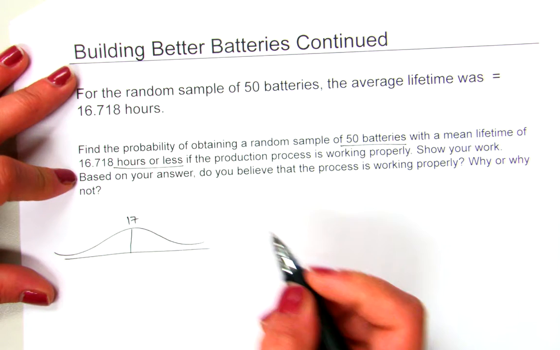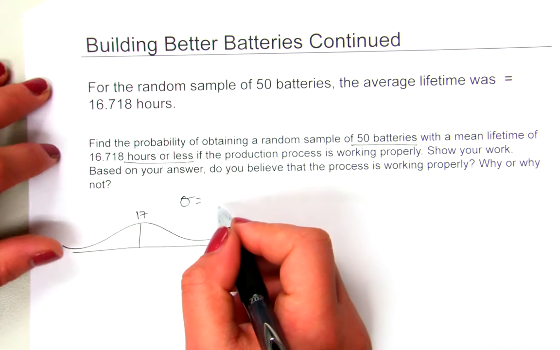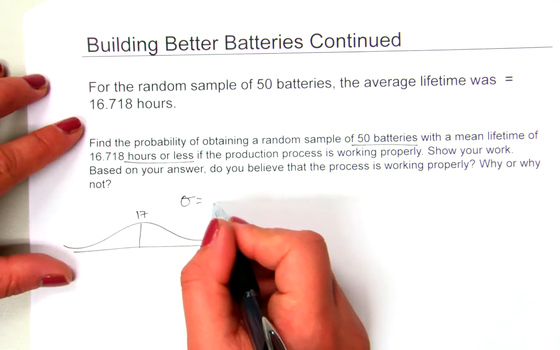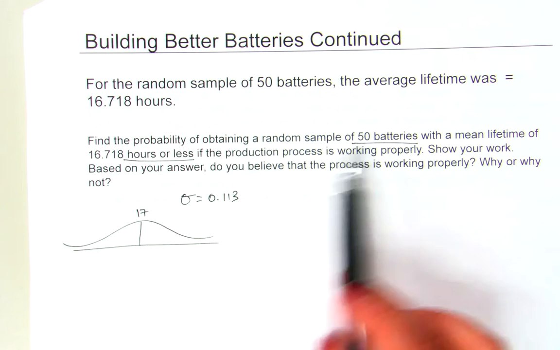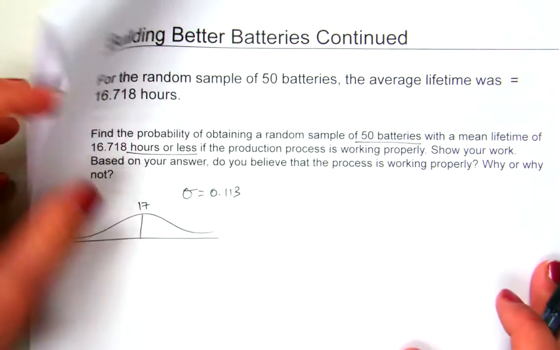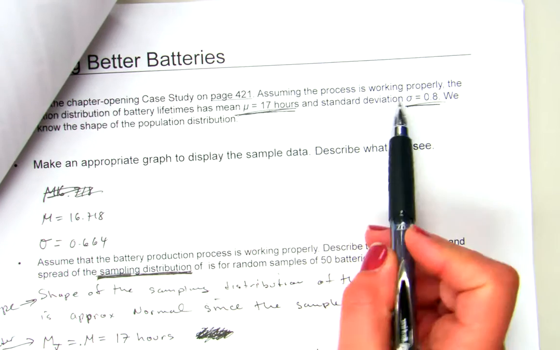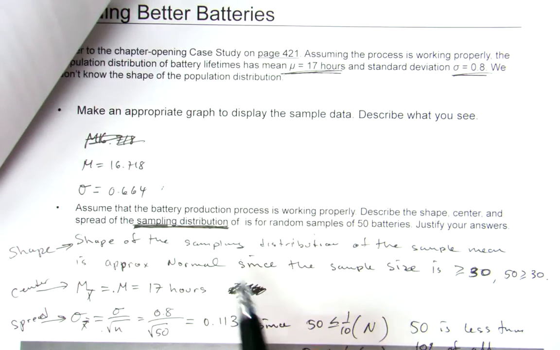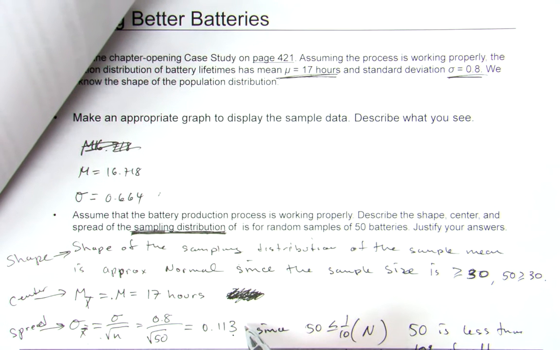We have 17, and our standard deviation was supposed to be, what is it? I'm looking at the other one, sorry. 0.113 is what we got. And because this is our sample, not the original. If we were just asking for one battery, then we would basically go back to what we knew about the original, which was 17, and our standard deviation 0.8. But that's not the case here. So our standard deviation ended up being 0.113 from the sample. Okay.